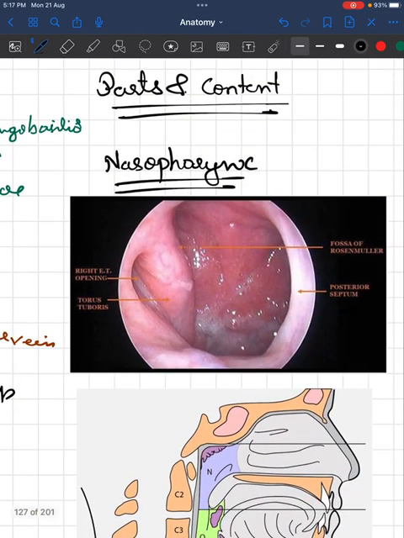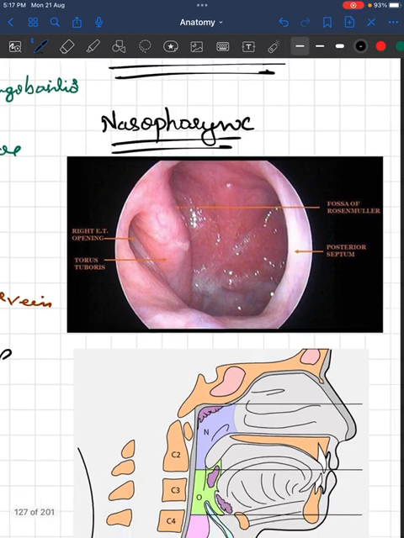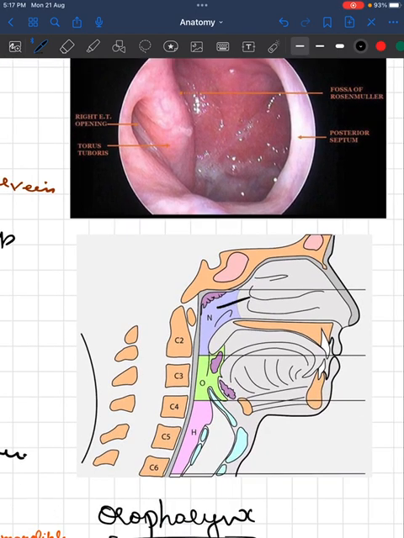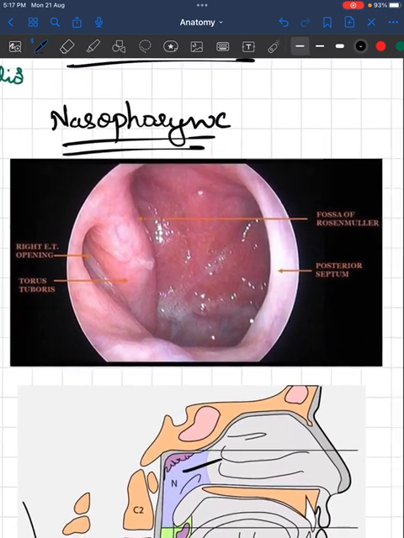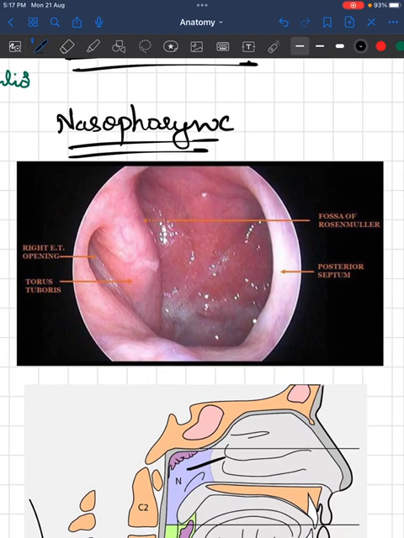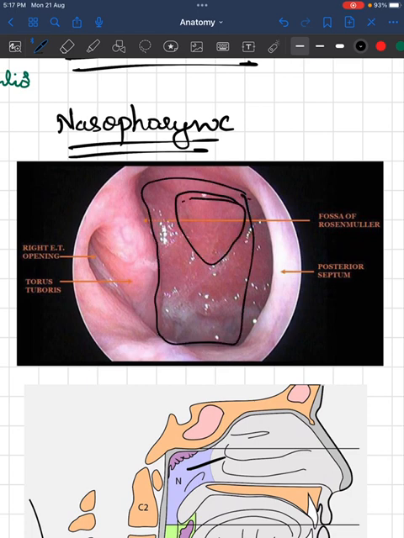Now we shall learn the parts. There are three different parts: nasopharynx, oropharynx, and hypopharynx. First we shall deal with the nasopharynx. I have brought an endoscopic picture of the nasopharynx. On the posterior pharyngeal wall, we can see adenoid. Adenoid is lymphoid tissue present at the junction of the posterior wall and the base of skull.